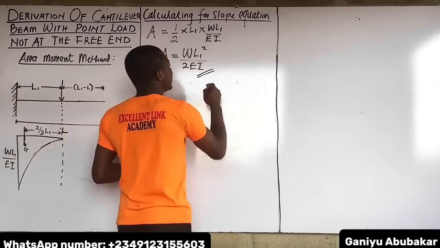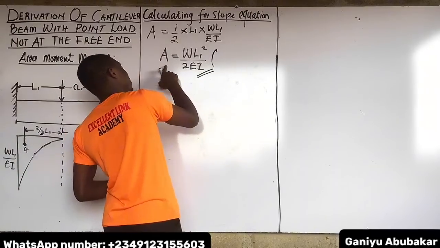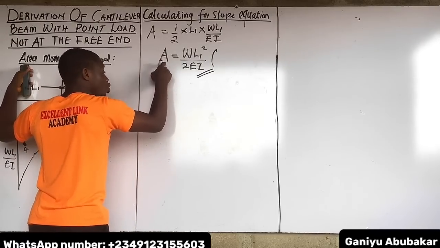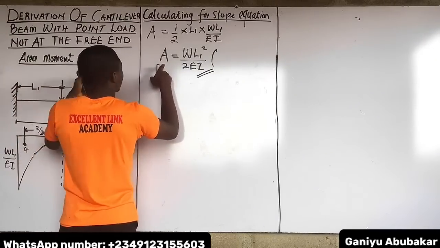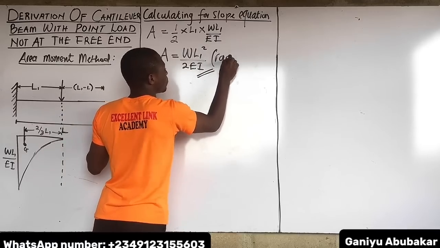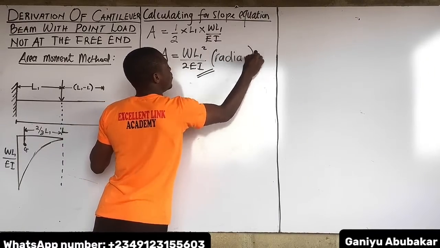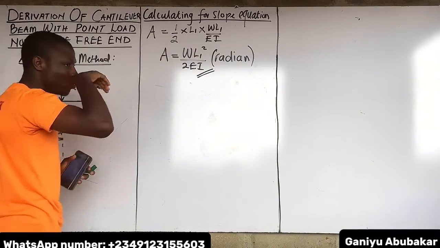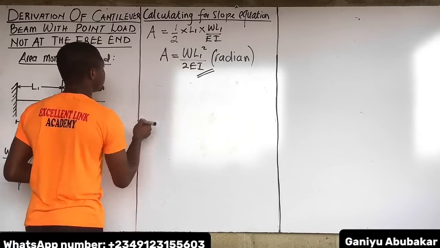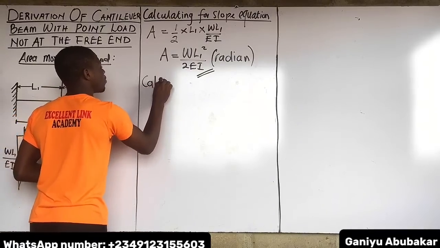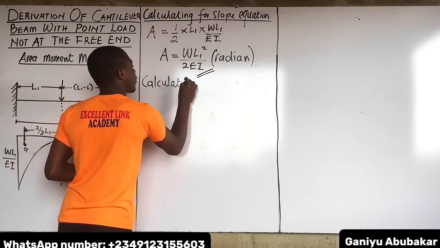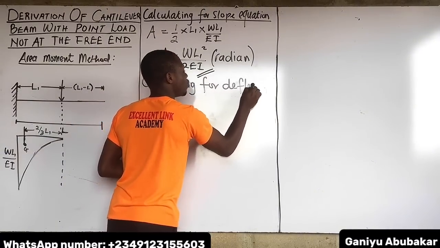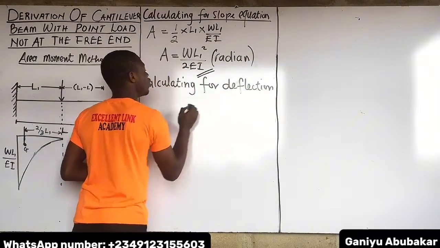Note that the SI unit for slope equation, when it comes to the area method, is radian. Radian, right? So let's derive the last equation, called the deflection equation. So calculating for the deflection equation.